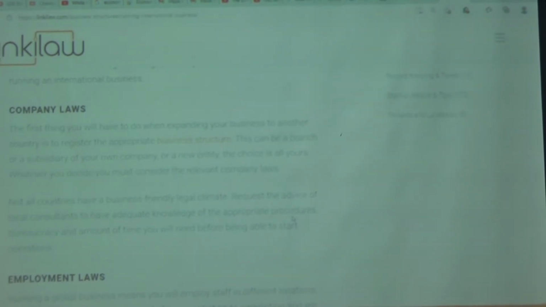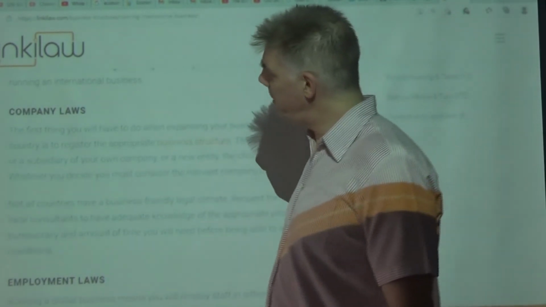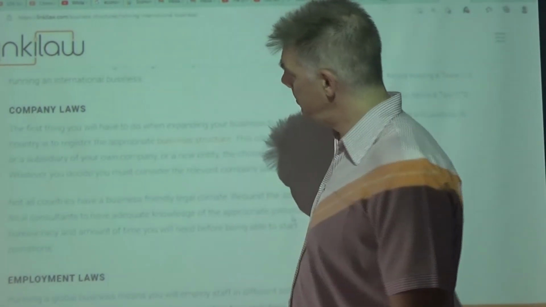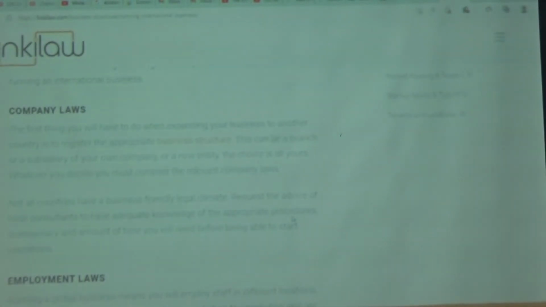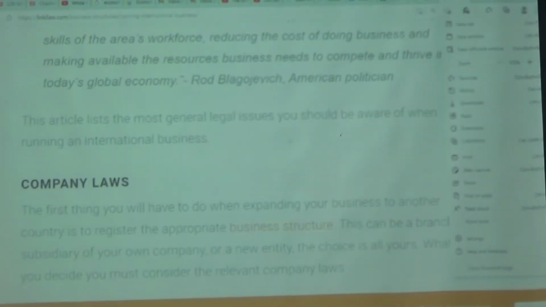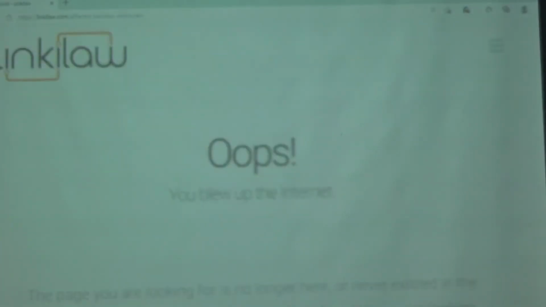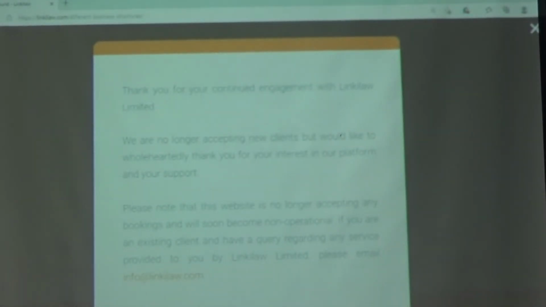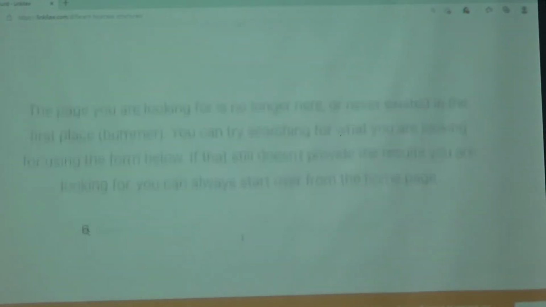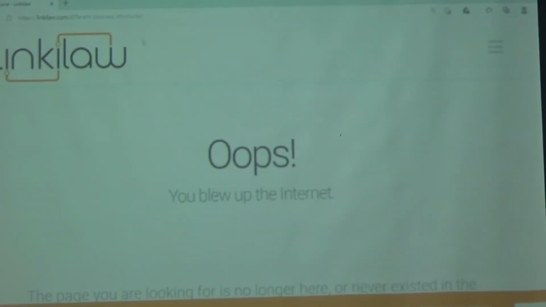It's hard to read. I don't know how to make it darker. Bigger. Anyway, I put it in the classroom for you, so everybody has it. You can read these things. Company laws. Oops, you blew up the internet. This page is no longer here.